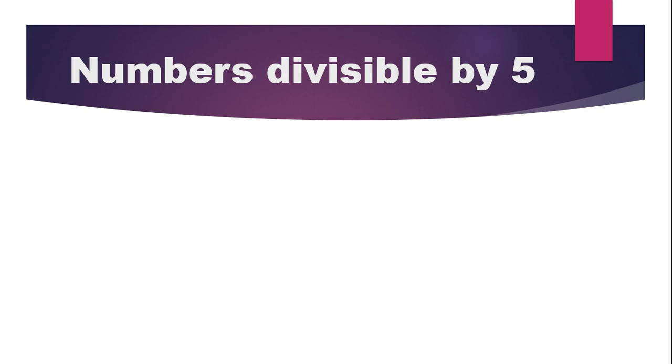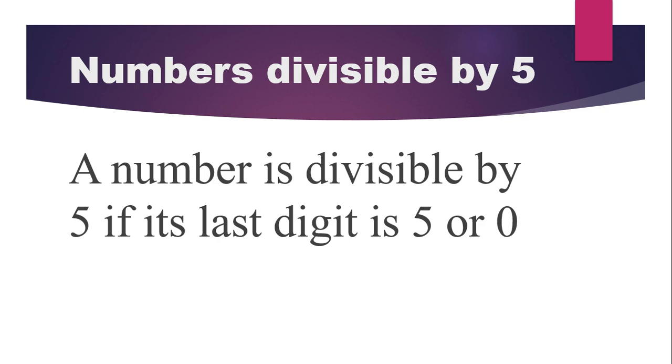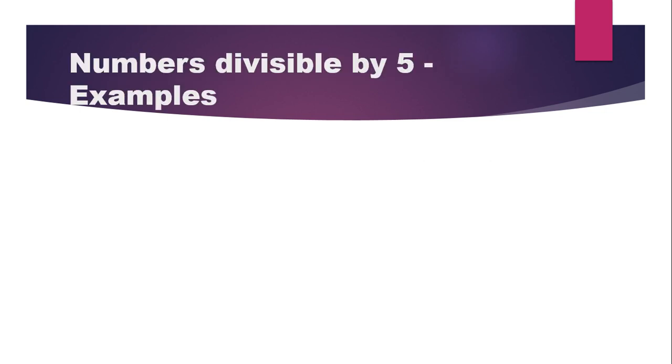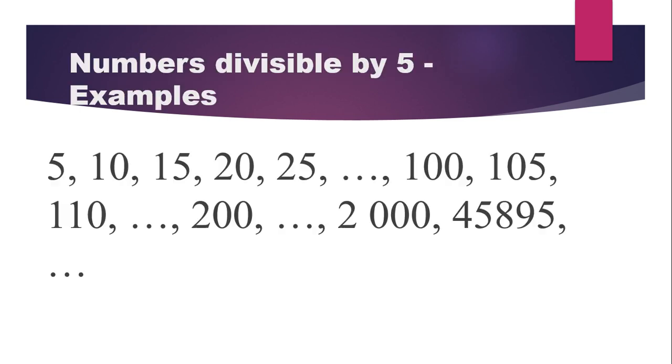How do we know whether or not a certain large number is divisible by 5 even without doing the actual division? Look at this. A number is divisible by 5 if its last digit is 5 or 0. Wow. If any number ends with 5 or 0, that number is exactly divisible by 5. And I have some examples here.